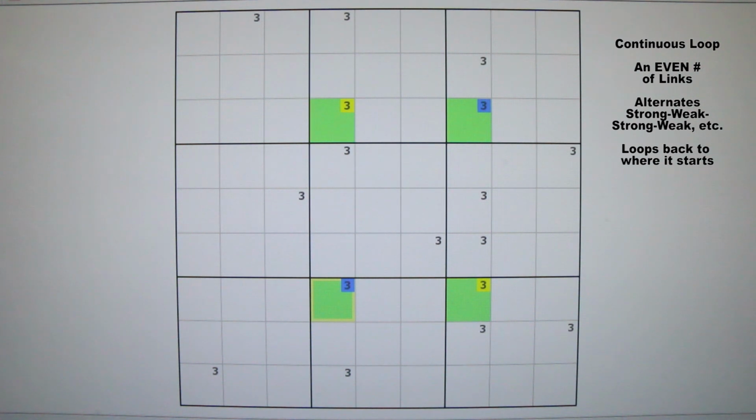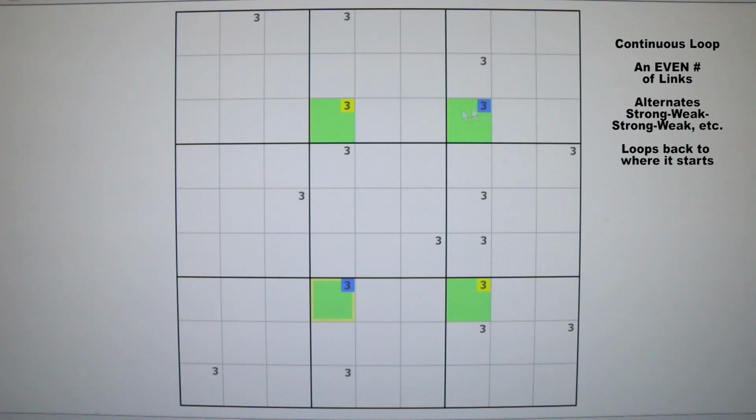So let's take a look at this X-wing right here, and we'll see the series of links. Let's start on this top left 3, and there's a strong link to this 3. That means if the first one is false, the second one is true. And if the second one is true, then this one down here is false. And if this one is false, because this is a strong link, that one is true, and now we go right back to the beginning, and if this one is true, that one is false. So you can just keep going around in a circle.